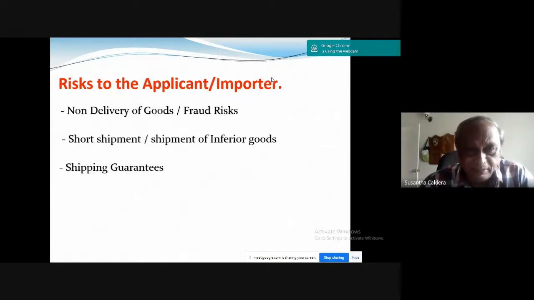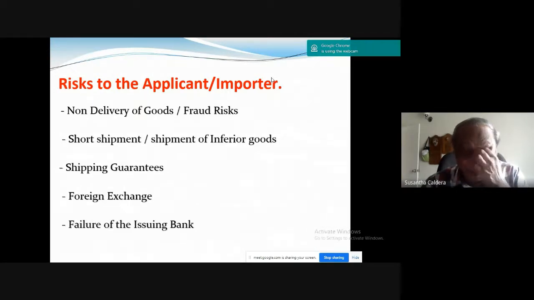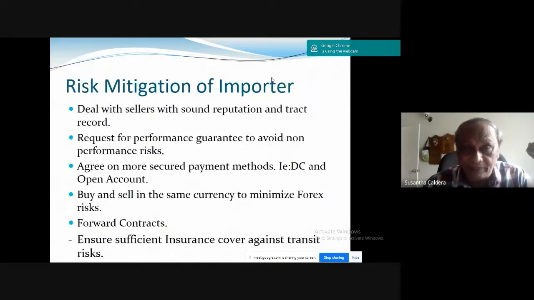Those are risks. If you have released the documents under shipping guarantees and you have not received the original documents, then the shipping guarantee will be outstanding. The shipping company will send a claim to the bank and the applicant, right? We are all in trouble. Then foreign exchange risk. Failure of the issuing bank. That happened during the debacle of BCCI, as I explained, right?